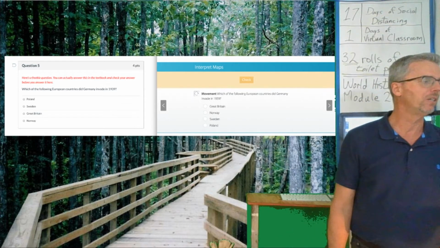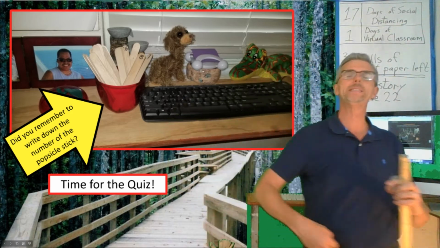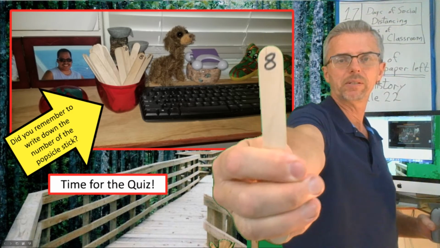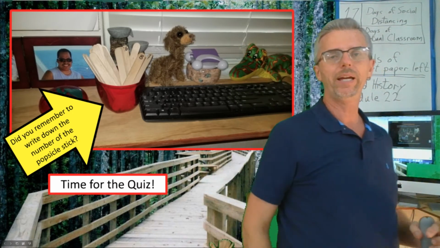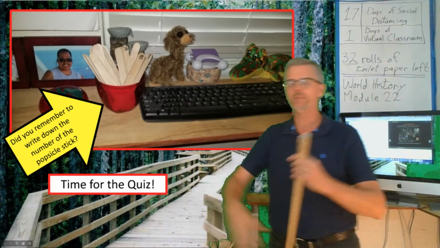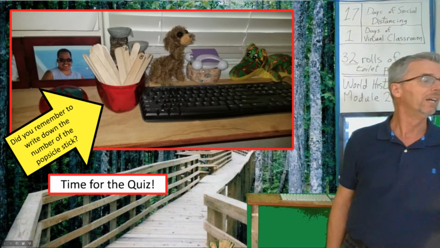All right, next question. Oh, it's not a question. It is the time for the popsicle stick. And the popsicle stick is 8. All right? So there's going to be a question in the quiz asking you what was the number of the popsicle stick. All right, another easy question. Slam dunk 4 points. Next.